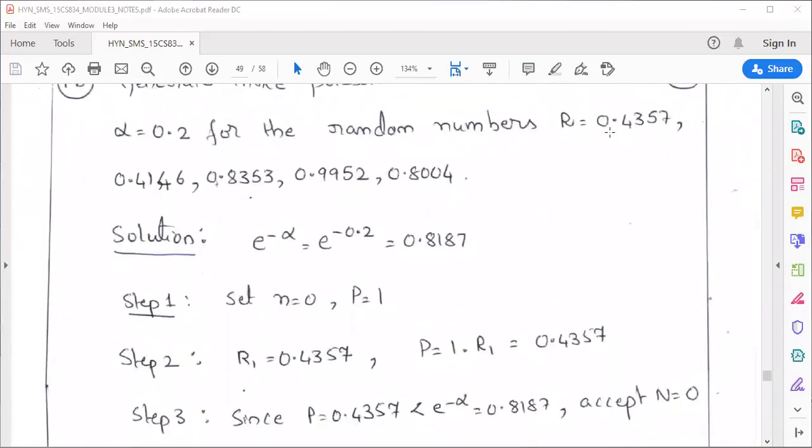So we have to take the first random number. What is the first random number? The first random number is R1 equal to 0.4357. Right, so I have to take this random number R1 and multiply p is equal to p into Rn plus 1. What is the previous value of p? It is 1. So 1 into R1, so 1 into 0.4357. I will write it as 0.4357.